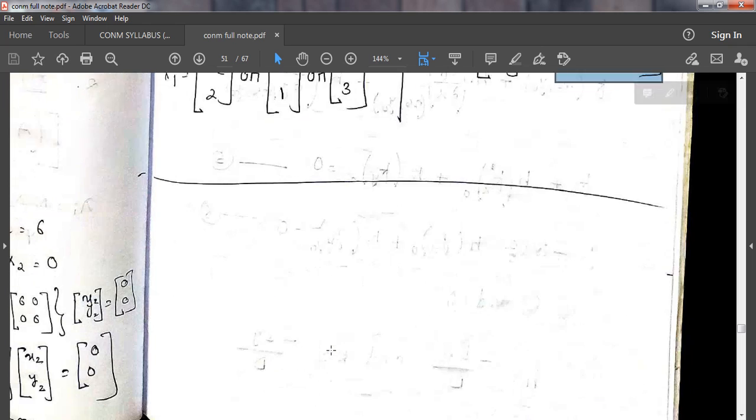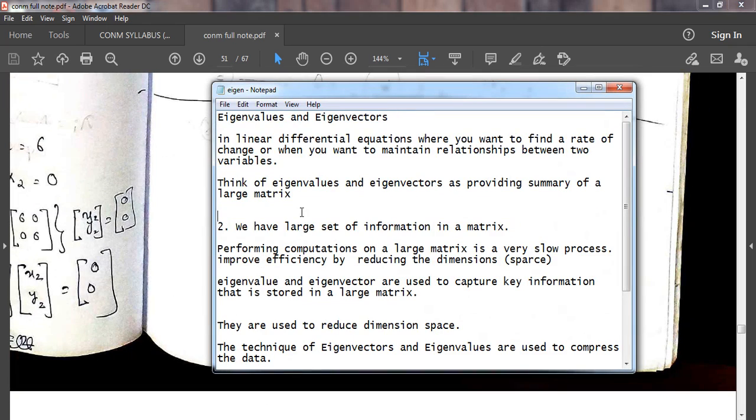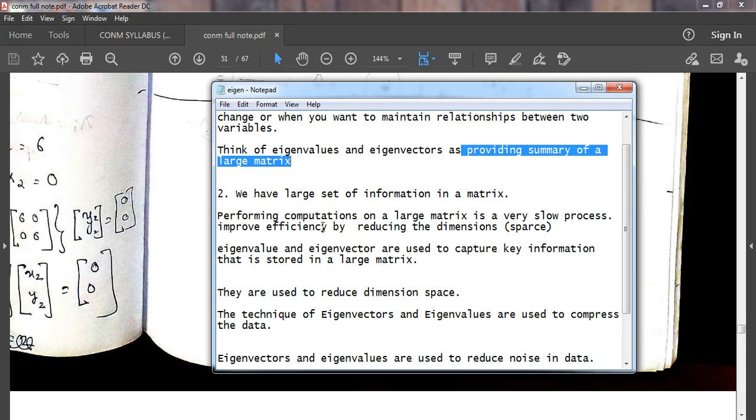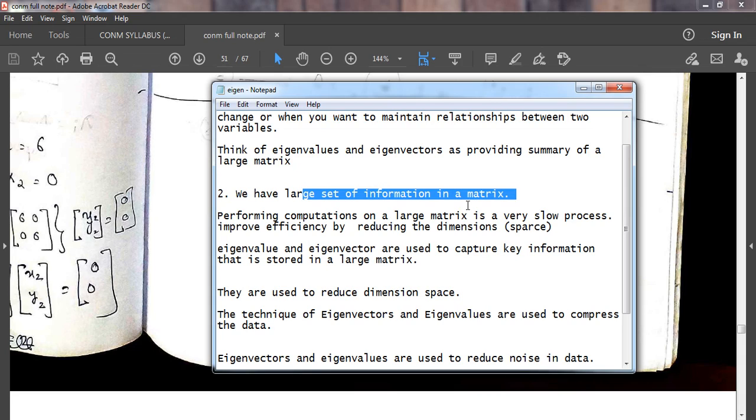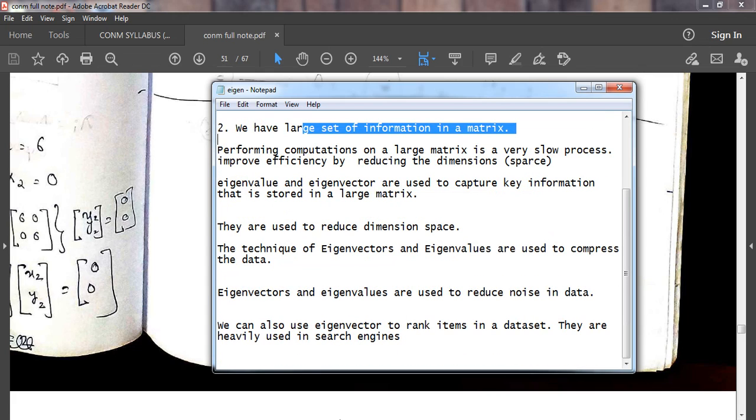As I have already told you, what is the purpose of eigenvectors and eigenvalues? The purpose of the eigenvectors is, number one, to find the relationship of two variables. How? Meaning how many times one variable is related to another variable. So that is one relationship. Second, to provide a summary of the large matrix, eigenvalues and eigenvectors take out the important information from the matrix, reducing the noise. So with this we have completed eigenvalues and eigenvectors.